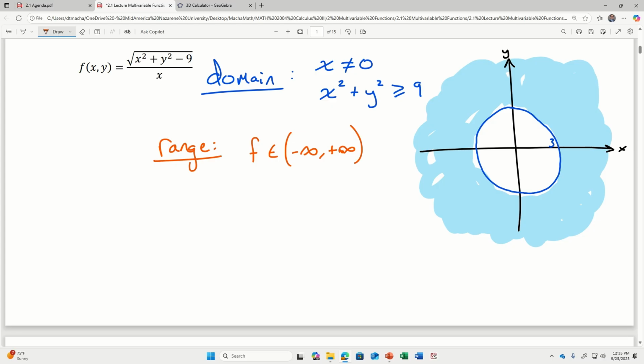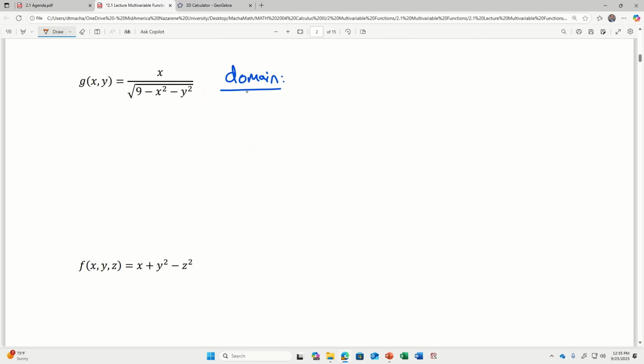I can do the same thing and reach all of the negative real numbers if I just make that x a negative number in the denominator. And then lastly, I can get to 0 if x squared plus y squared is equal to 9 and x is not 0. So I can get to all the real numbers if I want to. Now, the domain of this one right here.